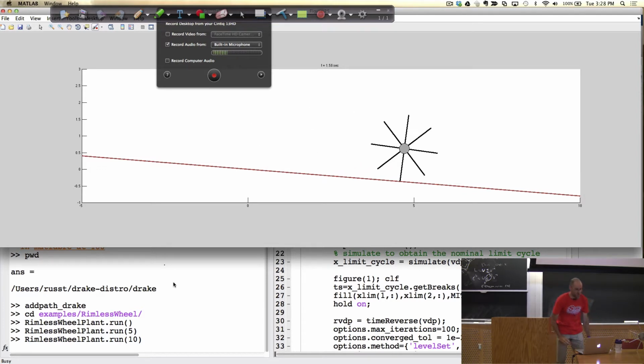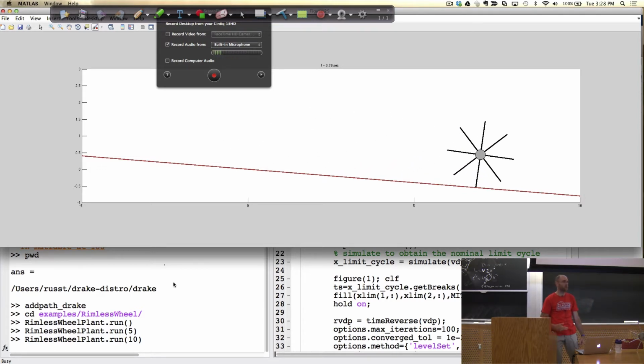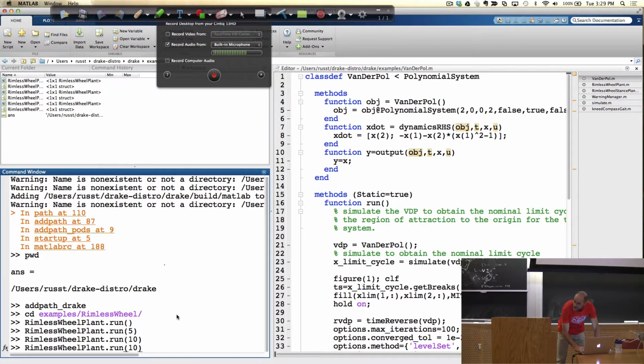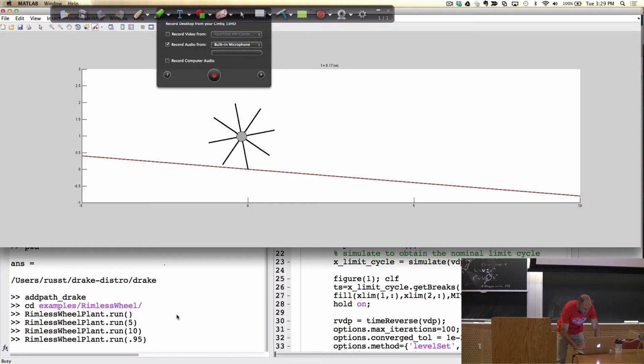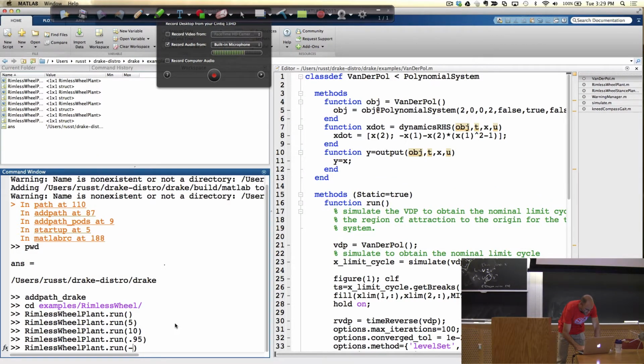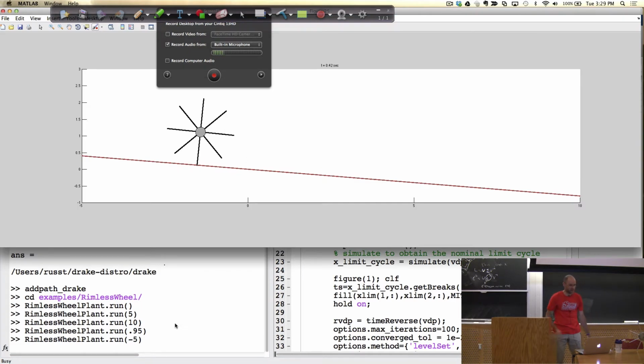Here's a faster speed that actually still slows down, okay? Even from a lot of initial velocity, it still slows down to that same limit cycle. Turns out if you start slower, you can just end up standing still. What happens if you go backwards up the ramp? If I give it some initial velocity backwards, I can just go backwards and stand still, okay?